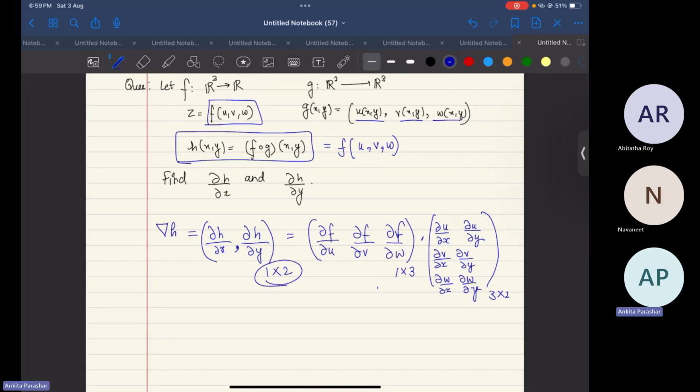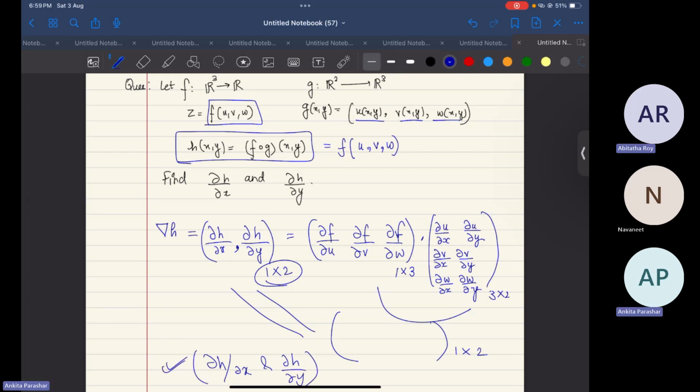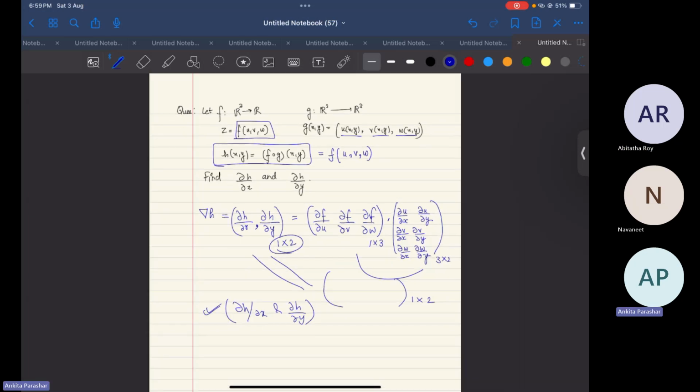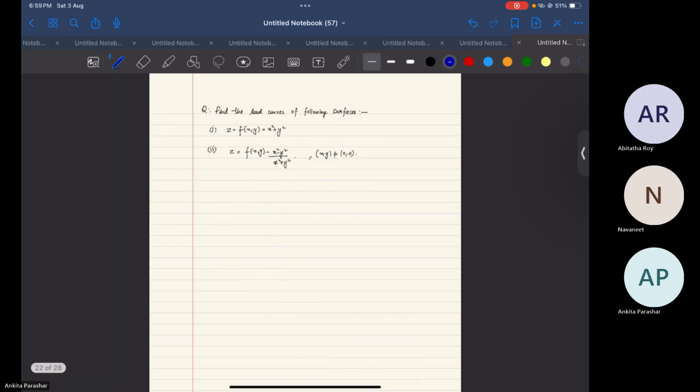The size of the product of this matrix will be 1 cross 2. And then you can equate and find what is del h by del x and del h by del y, right? Okay, so I leave this and there are some more.